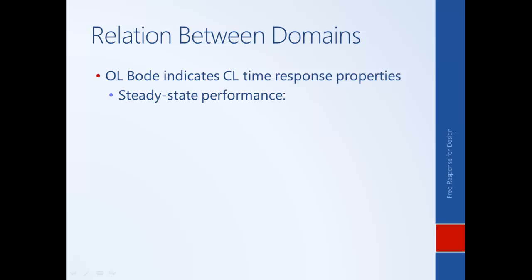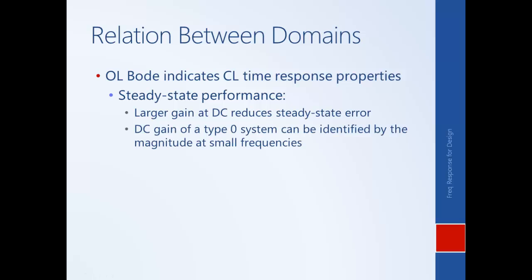Okay. So in terms of steady state performance, we need to look at low frequencies, because a constant input corresponds to a frequency of basically 0. So larger gain at DC indicates reduced steady state error, and this is true no matter the type of the system. But if we had a type 0 system, then the slope at low frequencies is flat, and the DC gain is recognized by the magnitude at those low frequencies.